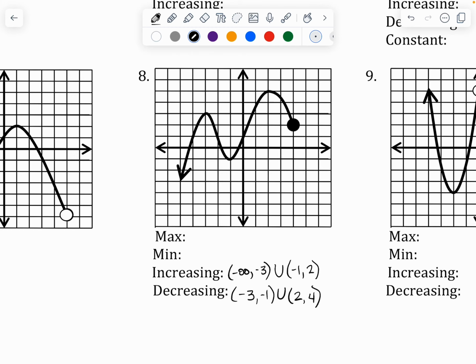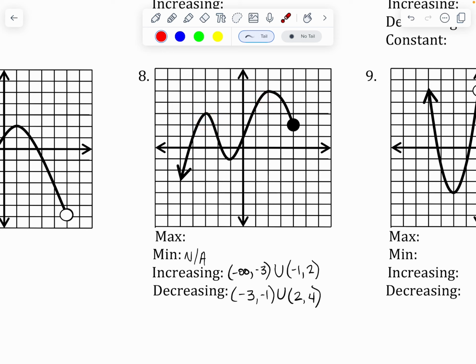Okay, now let's look at our max and our min. So the min tells us the absolute lowest point on the graph. And since this graph goes forever, right here, there is no min. All right, there is not any minimum point here for the graph.